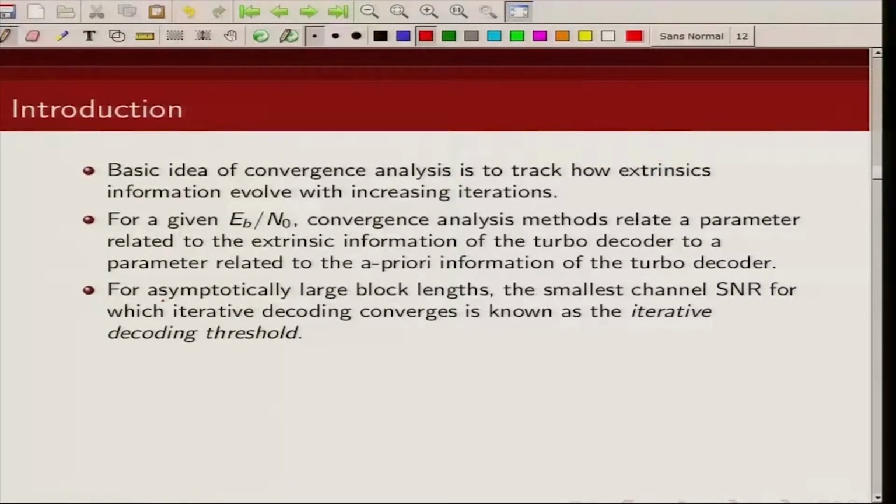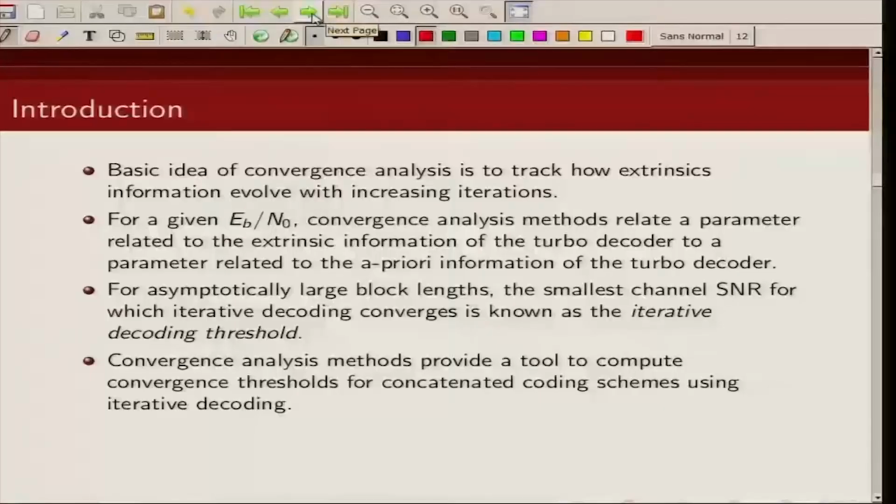And for an asymptotically large block size, the smallest channel SNR for which the iterative decoding algorithm converges is known as the decoding threshold. This iterative decoding threshold will typically be away from your channel capacity. Now, this convergence analysis tool is a very powerful tool to analyze these kinds of iterative decoding algorithms.